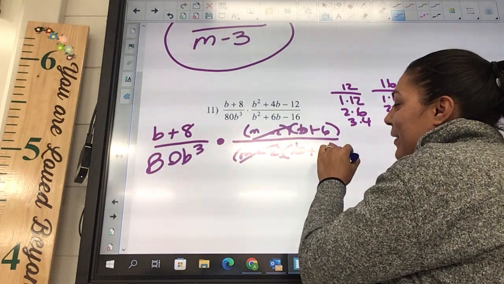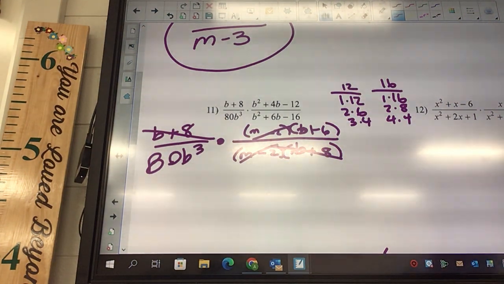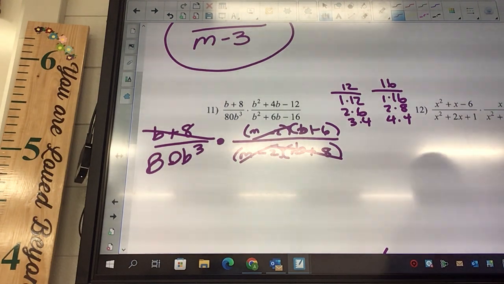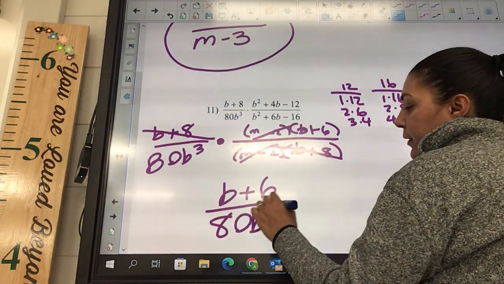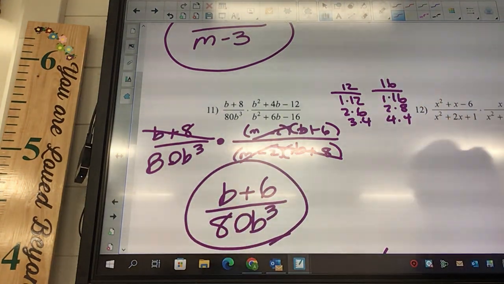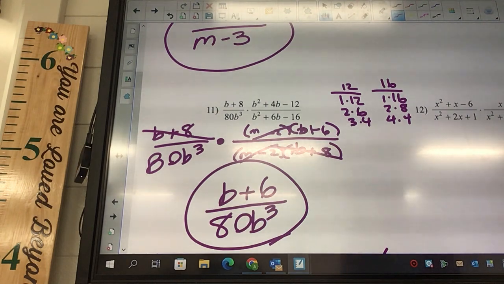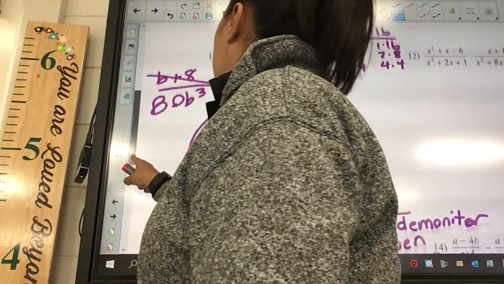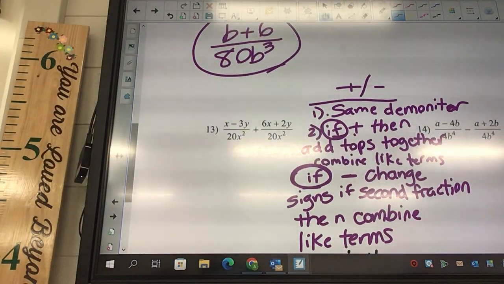Okay, so this 8 and 8 can be crossed off. I changed the letters, so that's my bad. B plus 6, 80B squared. So I got a B plus 6 on top. And on the bottom, I got an 80B3. What happens if there's 3, see how this is 3? That means you need to factor all of this. So you're going to factor this one, this one.